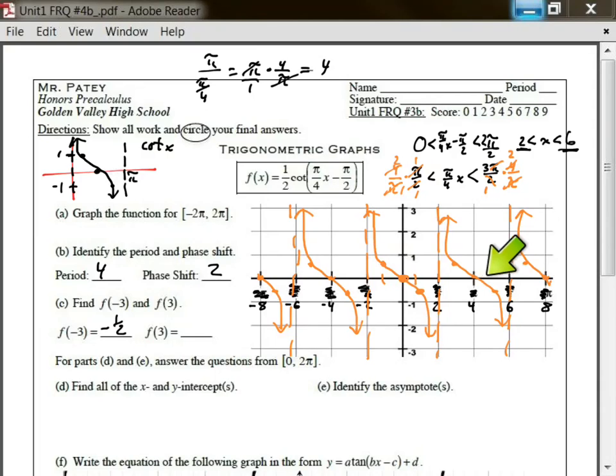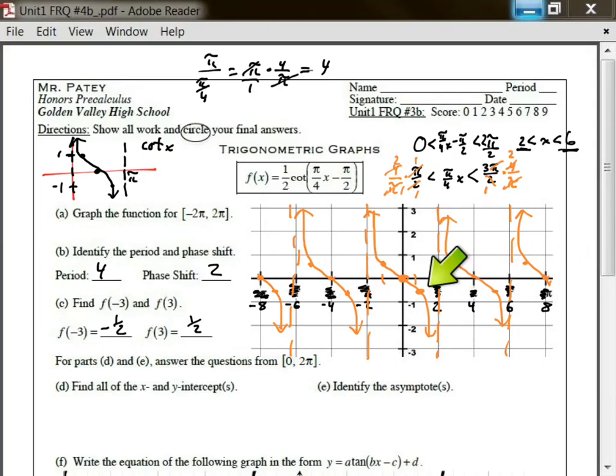Look at positive 3. Positive 3 is right here. It goes up to positive 1/2. Done. Okay, now let's look at the x and y intercepts. Remember, we're only looking at the interval from 0 to 2 pi. That's from 0 right here to 2 pi.